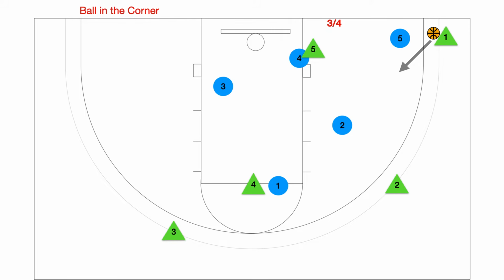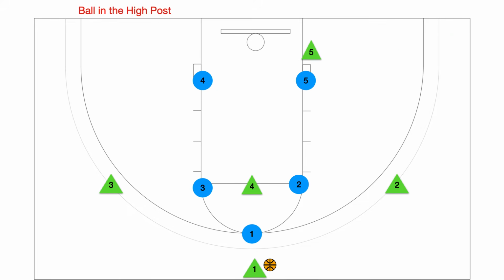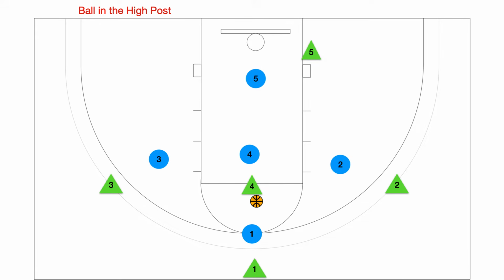Now let's reset again and get the ball back up top. Now let's talk about when the ball gets into the post. If the ball gets into the high post, post defender 4 comes up and defends the ball. The wing defenders 2 and 3 find the players on the wings. This is because we don't want to give up an open 3-point shot. Player 5 slides to the middle of the key with their arms nice and wide to prevent the high-low pass.